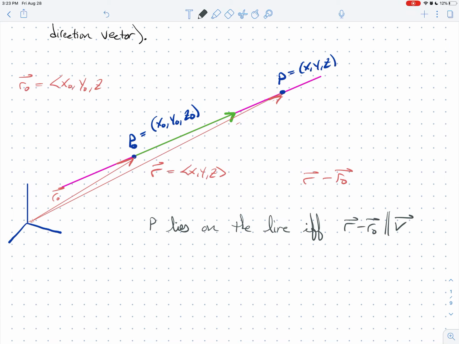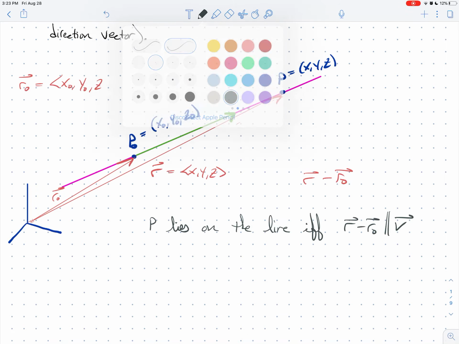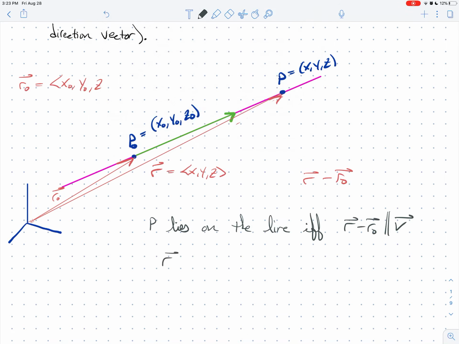Now let's ask ourselves, what does it mean for R minus R naught to be parallel to V? Well, it means it needs to be a constant multiple. So we could say this happens if and only if R minus R naught is equal to some constant times V. I'm going to use a different letter. I want to use the letter T, and I'll show you why in a minute. And so now I can write R equals R naught plus TV. And that is the first equation of a line that we come up with.